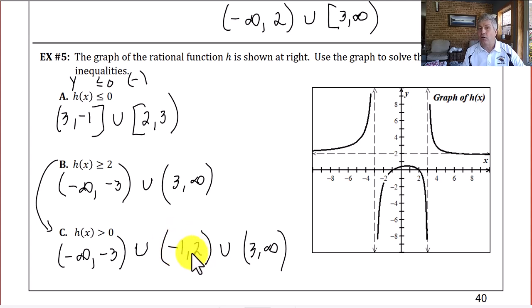Now those are non-inclusive because we have non-inclusive in our inequality here. So we don't want it equal to 0, we want it greater than 0. So that's why the -1 and 2 are non-inclusive.